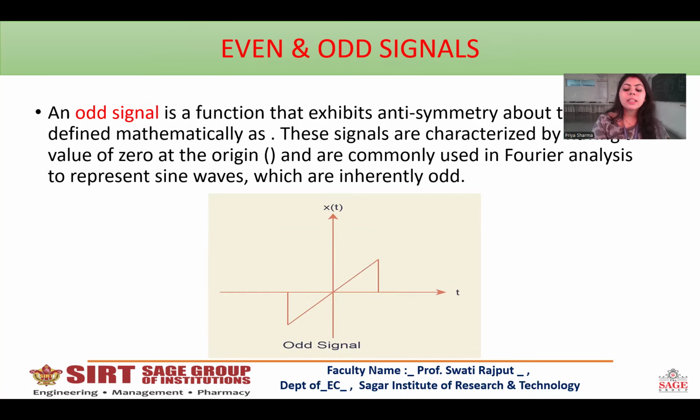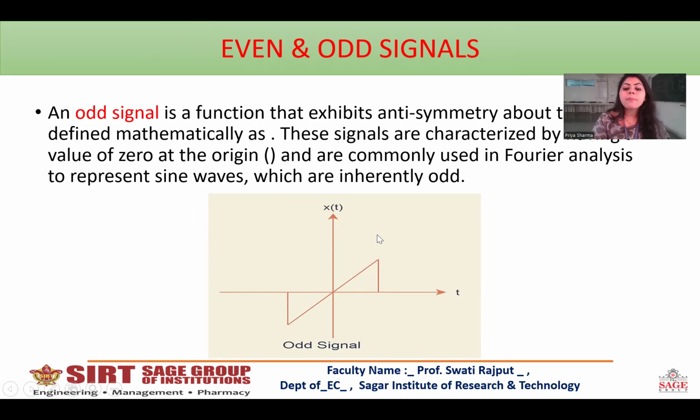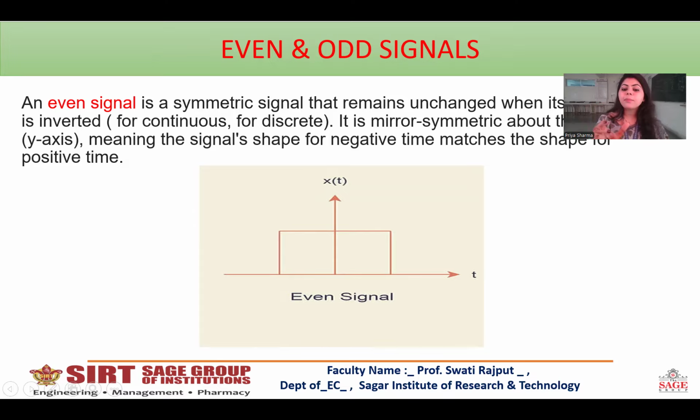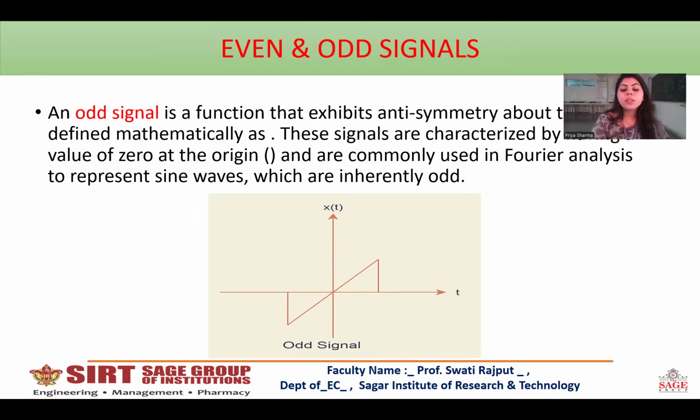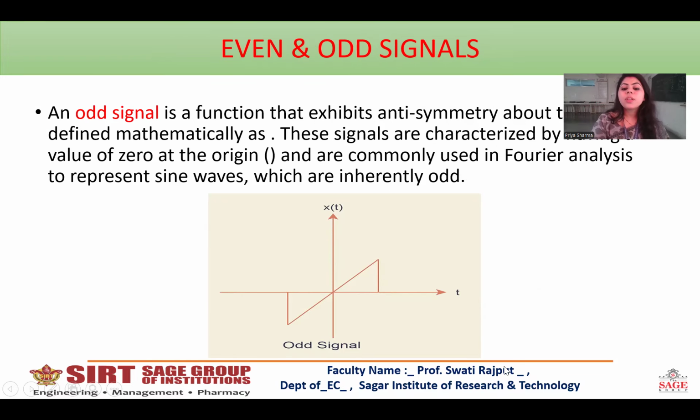What are odd signals? Like in even signals, if we invert it, what will happen? We'll get the exact same image that we are getting on the upper side. Okay. But in the odd signal, if we invert it, will we get the same image? No. This side will come over here and this side will come over here. So we are not going to get the exact same image. So these are called the odd signals.